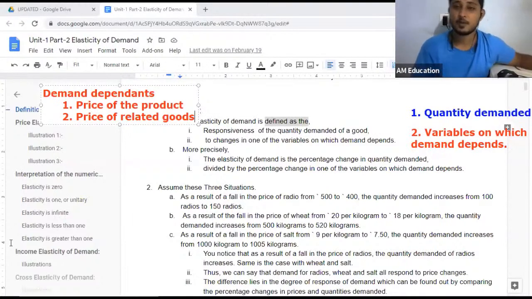Yeah, bro, Apple phone is good, but all the products of Apple are very costly, man. Let's go to Samsung. So the price of the phone is still okay, but the price of the related goods still influences the quantity demanded of Apple phones.